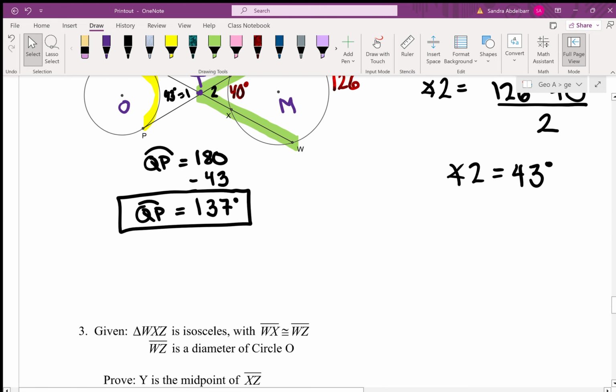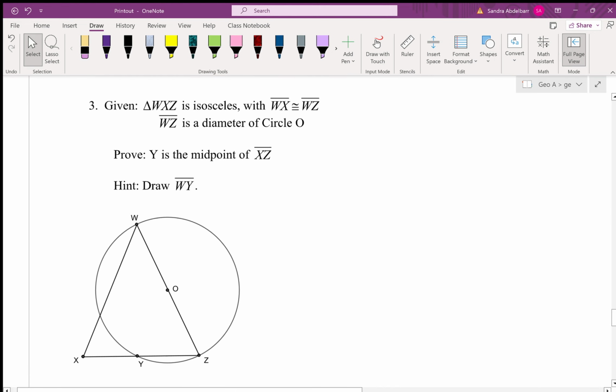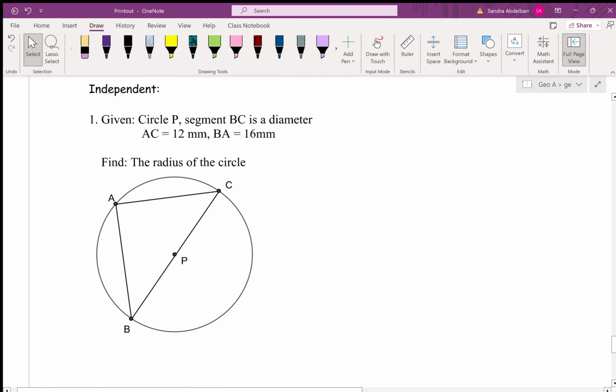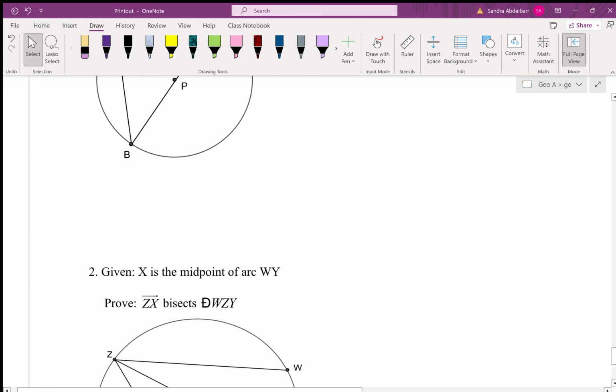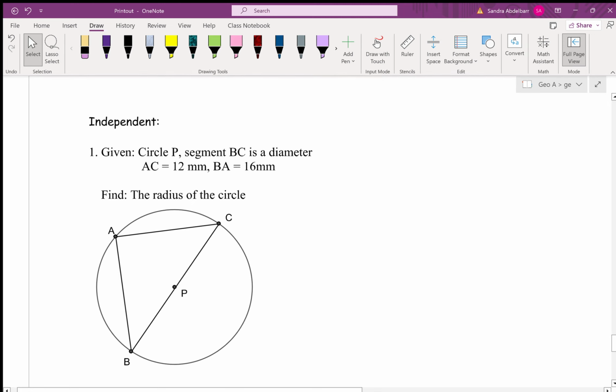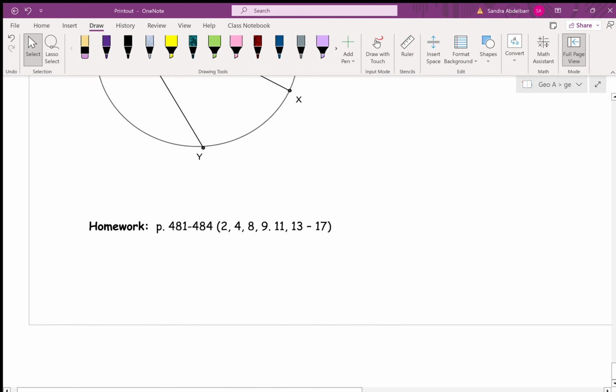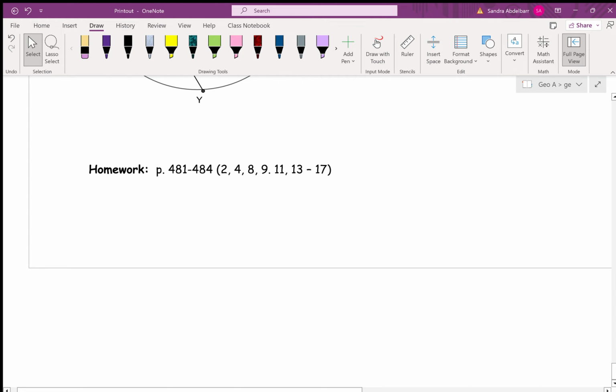Okay, let me see if there's anything else worth doing. Nope. We are good here. Yay. All right, so we are done with section 10.6. Now we're going on to 10.7.